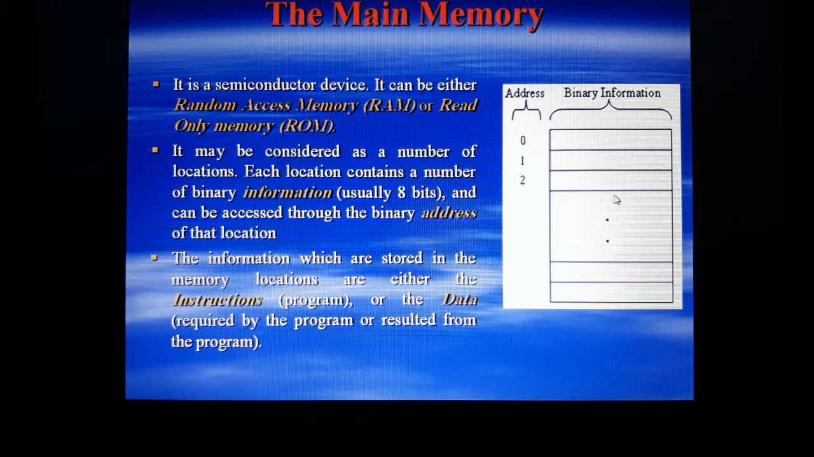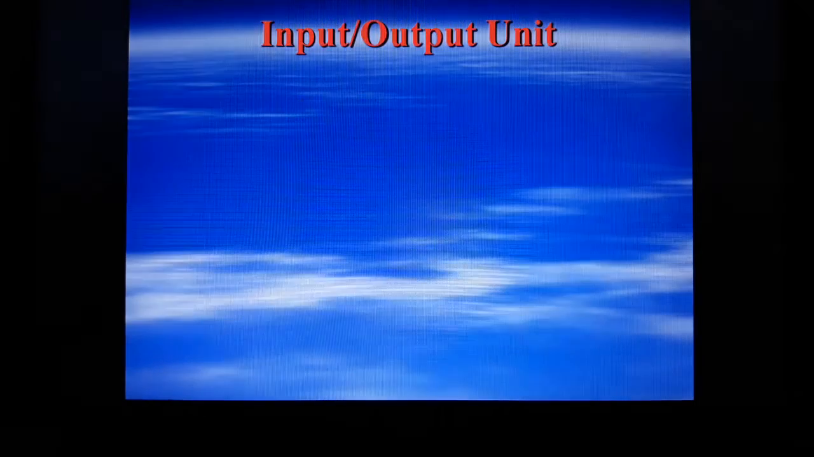The information which is stored in memory locations is either instructions, that is the program, or data which are required by the program or resulted from the program.